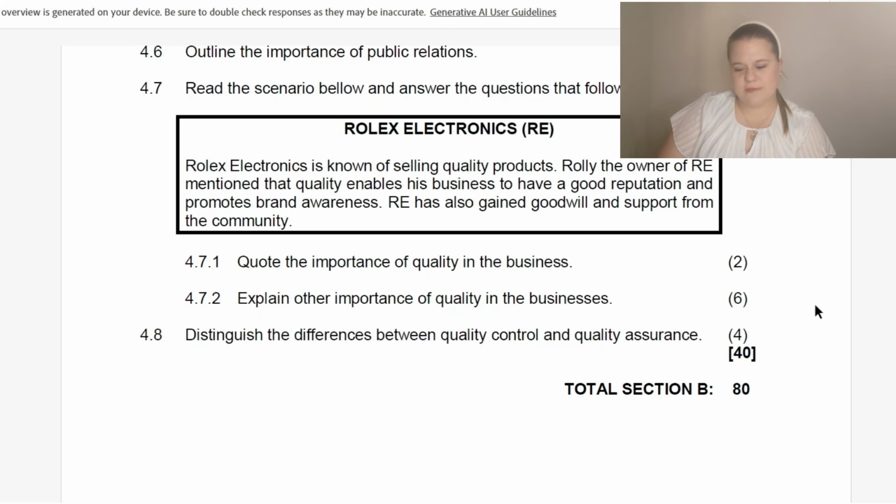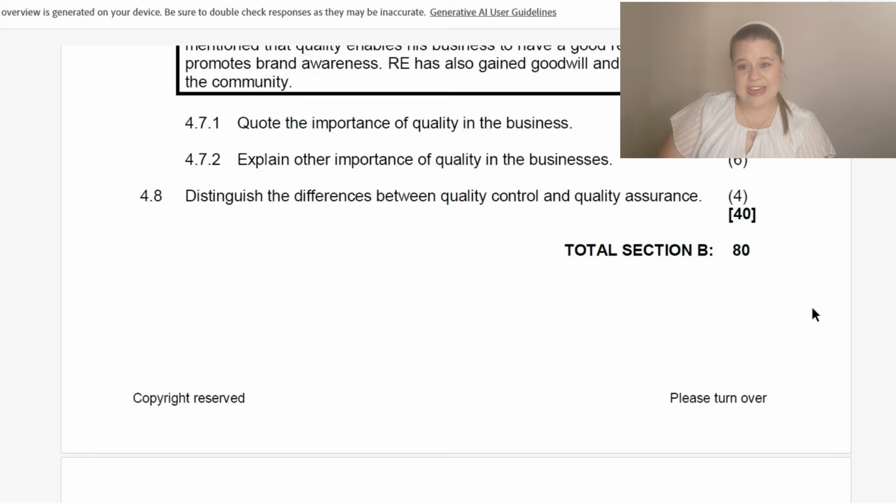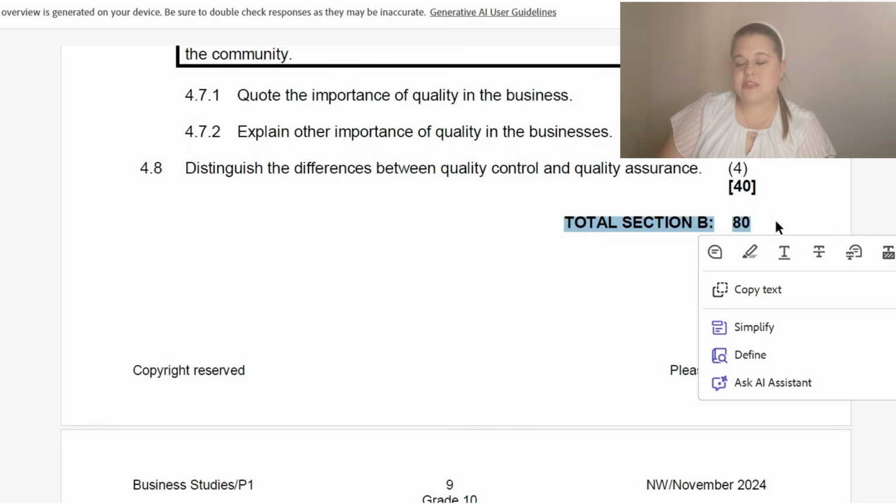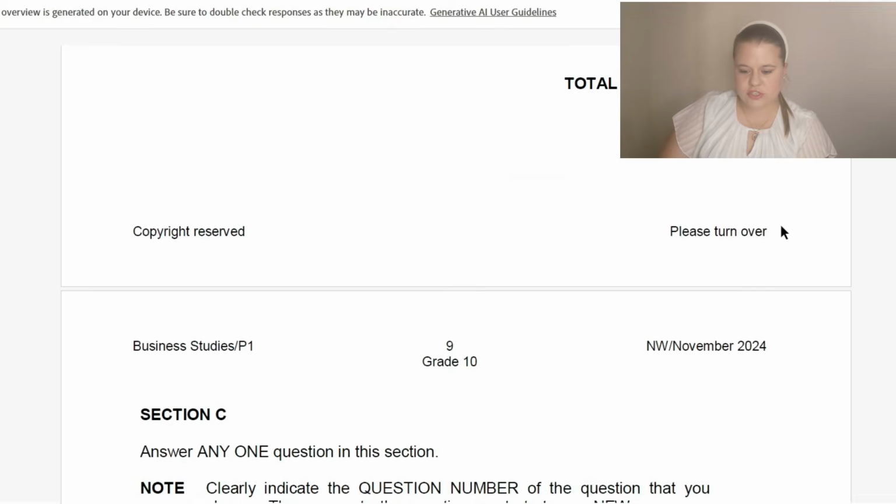Ooh, they love asking that one. Oh, I see it in grade 11 and grade 12 as well. They love asking that one. Do you see? Total section, 80 marks. It's the 40 marks for both questions.